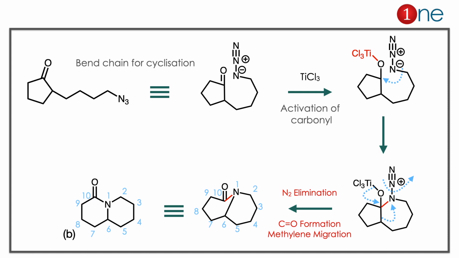You have an active carbon. Then you have the N nucleophile. It attacks the carbon and forms the cyclized one. Then the charges have to be quenched. So how can the charges be quenched on the nitrogen? What really happens is the titanium leaves, C=O forms, and simultaneously the methylene group migrates and N2 leaves. This is a concerted mechanism. Three things are happening: N2 elimination, C=O formation, and methylene migration.